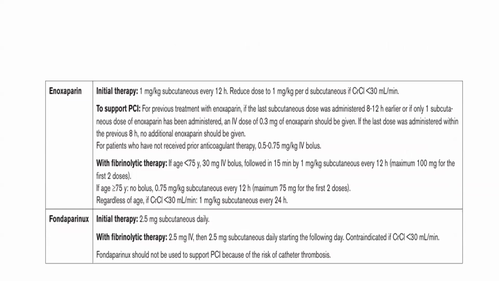Or if the patient has received thrombolysis and is less than 75 years old, then we can administer a 30 mg IV bolus dose, followed after 15 minutes by 1 mg per kg subcutaneous every 12 hours. And if the age is more than 75 years, then no bolus dose is required, but we can administer the subcutaneous dose of 0.75 mg per kg every 12 hours.